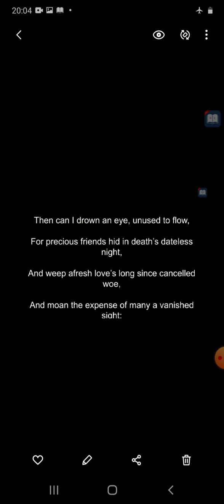For precious friends hid in death's dateless night, the poet weeps for those precious friends who have died and will never come back. So the night is called dateless, which will never come again. And weep afresh love's long since cancelled woe. Once again he starts weeping in memory of those friends whom he has lost, and moans the expense of many a vanished sight.